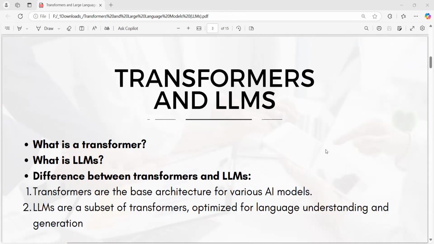Another major difference is in the size of the model. Transformers can be small or large, so they vary, and LLMs are usually large. They contain around billions to trillions of parameters. And one thing we should notice is the customization. Transformers can be fine tuned for specific tasks, whereas LLMs are fine tuned or prompt engineered for specific NLP tasks.